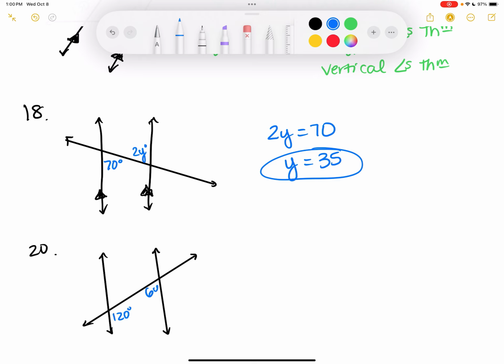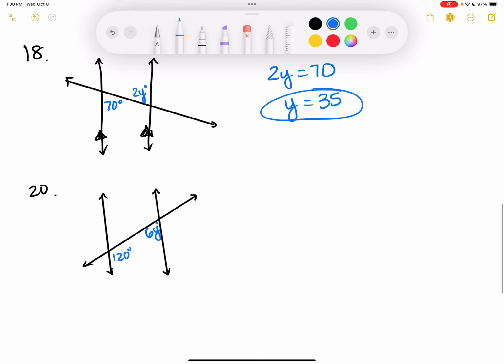120 and this is 6y. So what do we know to be true about these two angles? Consecutive interior angles. So what does that mean as far as setting them up? 120 plus 6y equals 180. Yep, we add them together and they equal 180. So 120 plus 6y equals 180. Subtract 120, 6y equals 60. So y equals 10.